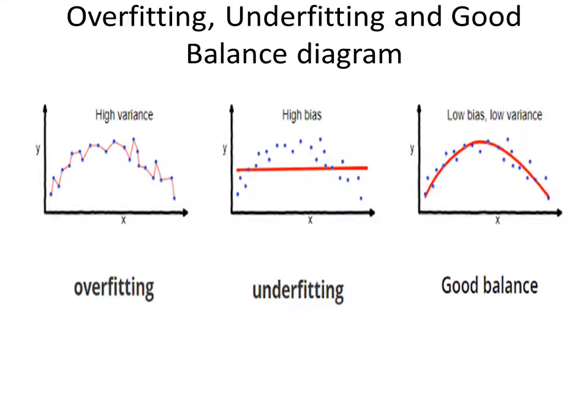Here we have three diagrams. One is for overfitting, another is for underfitting, and the third is for a model with good balance. When we have overfitting, there will be high variance and low bias. When we have underfitting, the bias will be high and the variance will be low. When we have a good balance in the model, then the bias will be low and the variance will also be low.